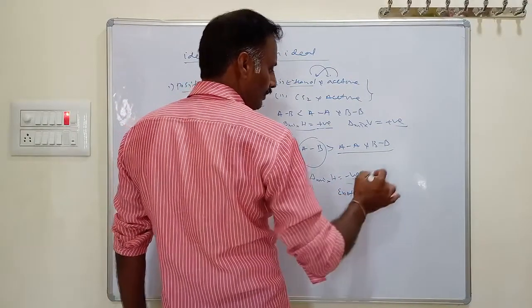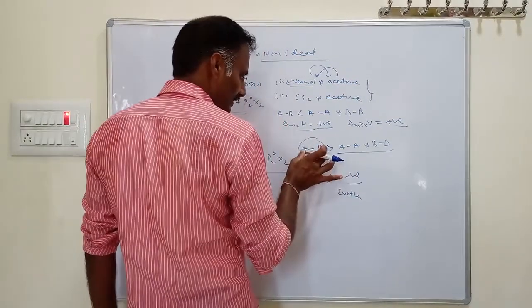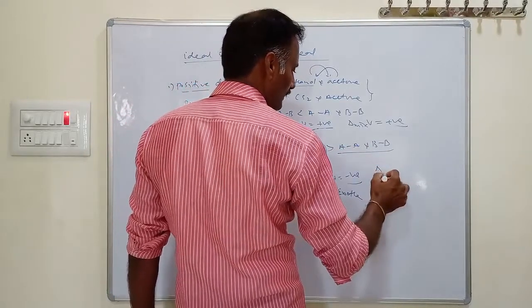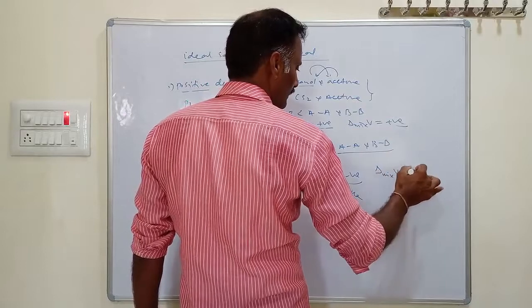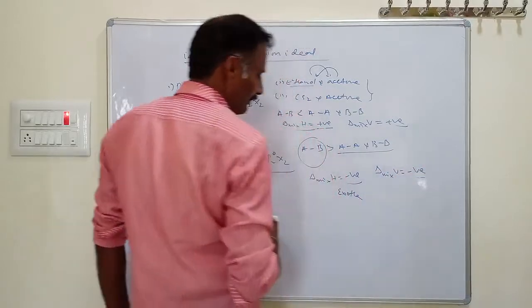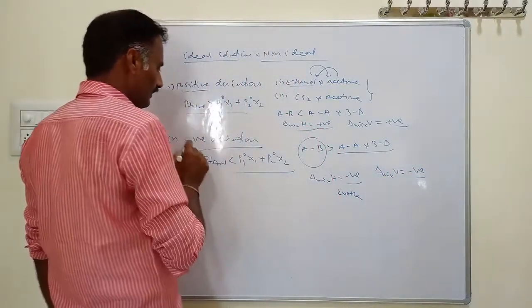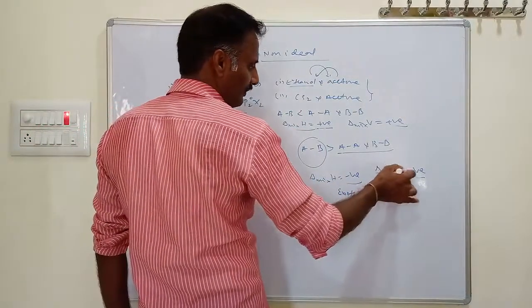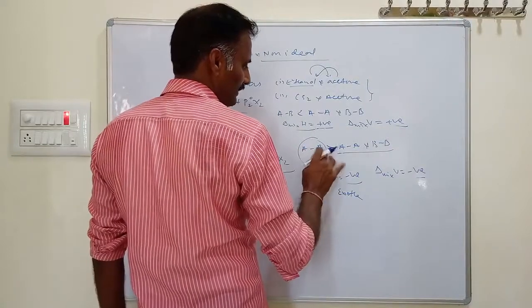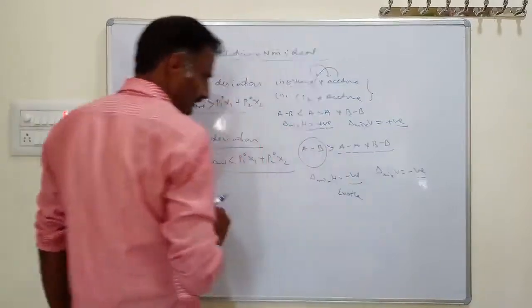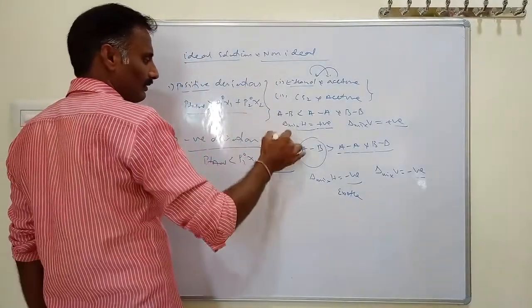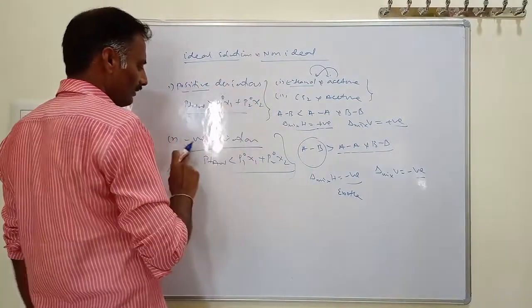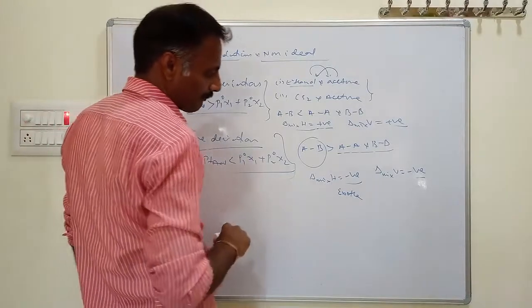And also, when AB interactions are more when compared to AA and BB interactions, the volume decreases. When volume decreases, that is taken as negative. That's why in negative deviations, delta mixing H is negative and delta mixing V is negative, and AB interactions are more than AA and BB interactions. This is about non-ideal solutions showing positive deviations and non-ideal solutions showing negative deviations.